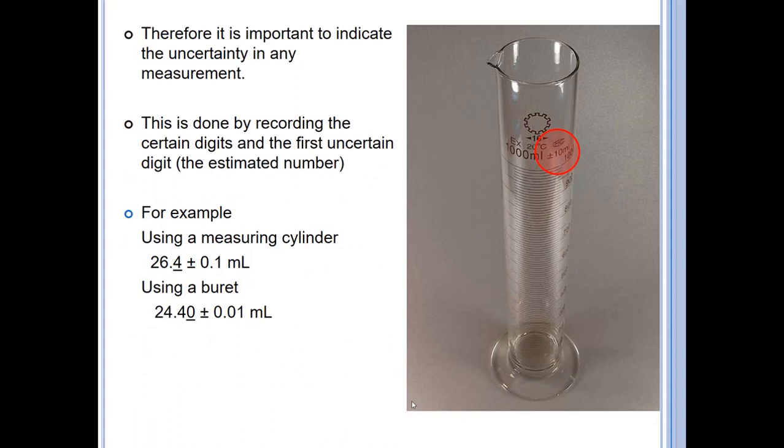Basically you need to use a measuring tape. Okay, therefore it is important to indicate the uncertainty in any measurement, and this is done by recording the certain digits and the first uncertain digit, the estimated number. For example, using a measuring cylinder, 26.4 plus minus 0.1 ml, and using a burette, 24.40 plus minus 0.01 ml. So the burette is more precise compared to the measuring cylinder.